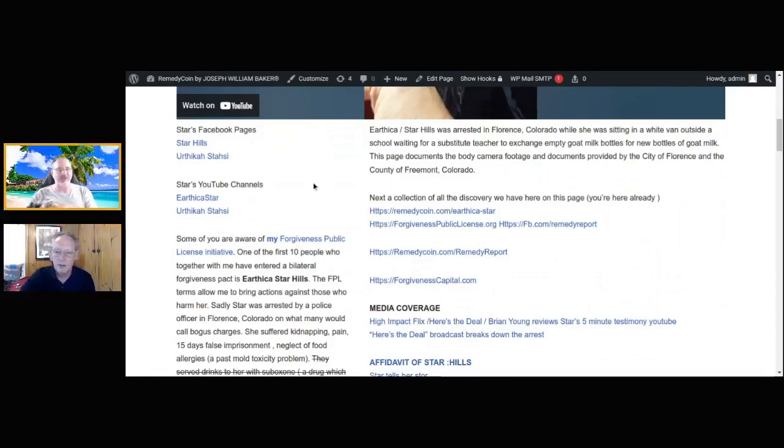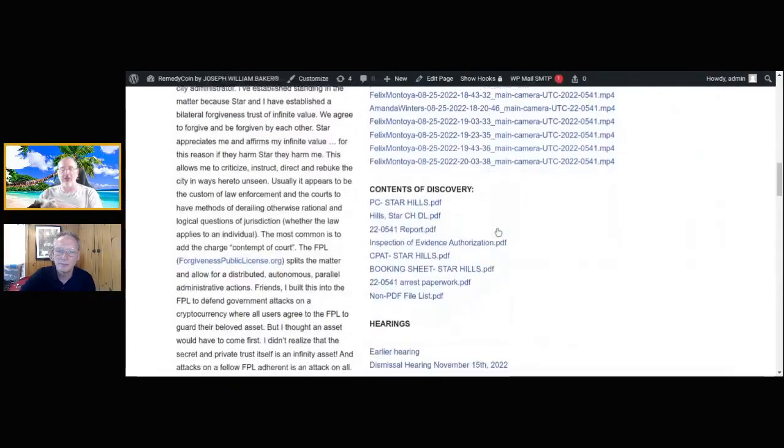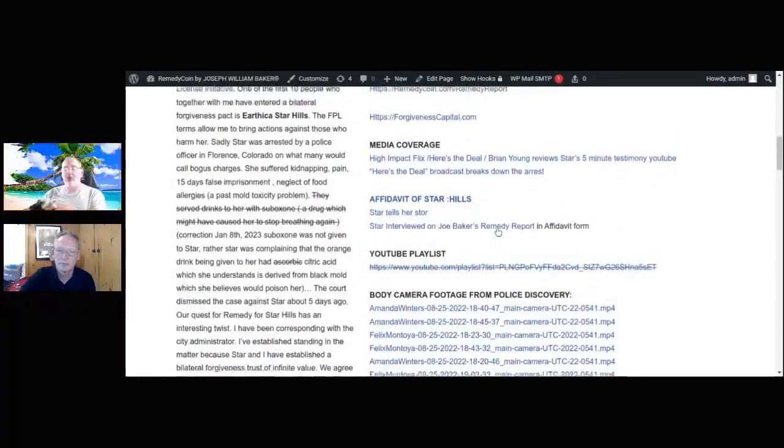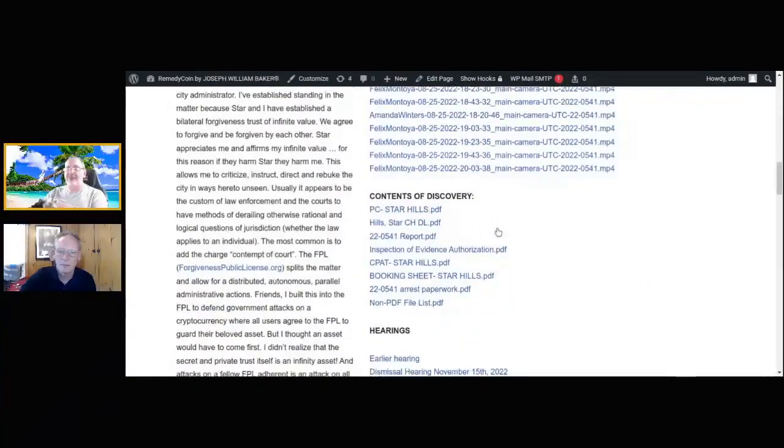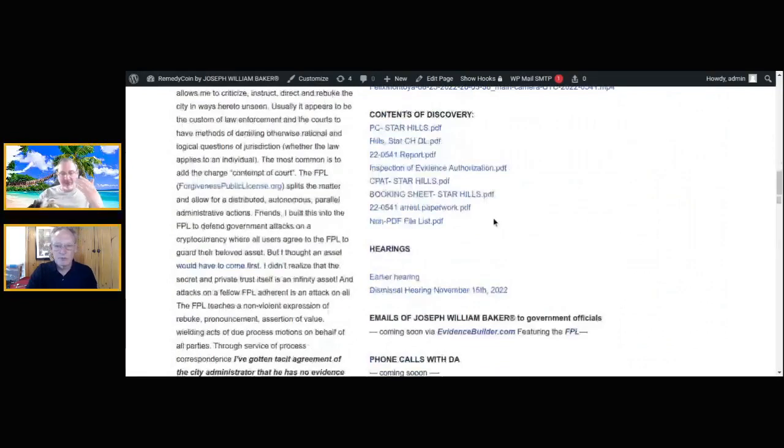Okay, what state was this in? Colorado. Okay, Colorado is not a stop and ID state. So, what crime was she being charged with, or being suspected of having committed before they asked for her ID? I'm not worried about the paperwork. You said you've got videos of the arrest and everything. Yes. What was their basis for the arrest? Was it failure to ID, or were they charging her with some other offense before they even asked for her ID?